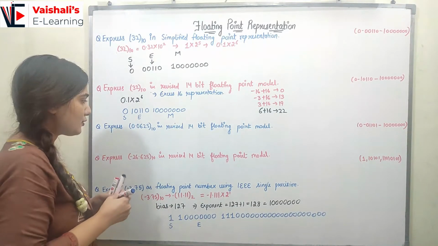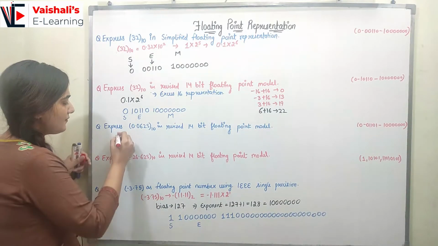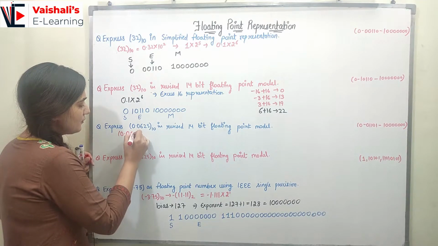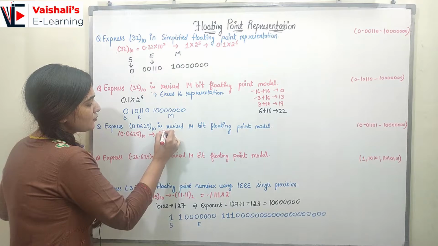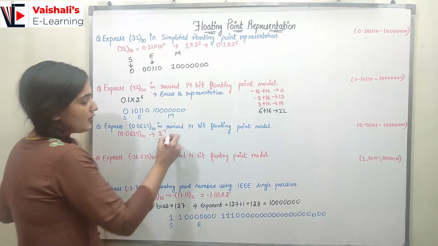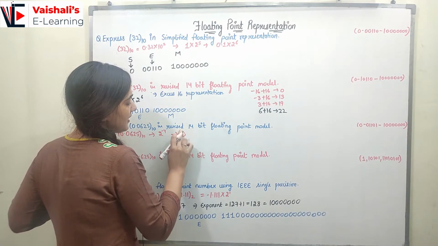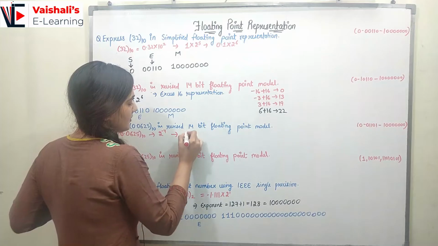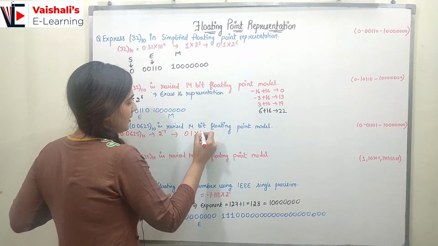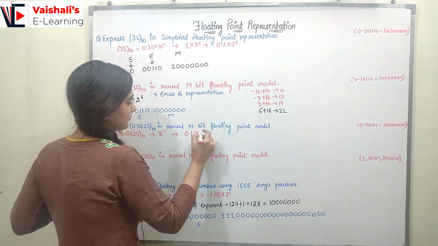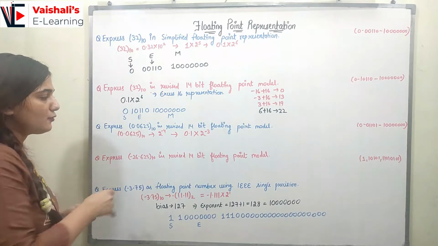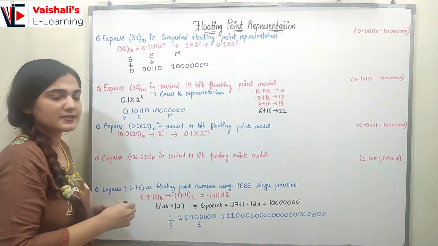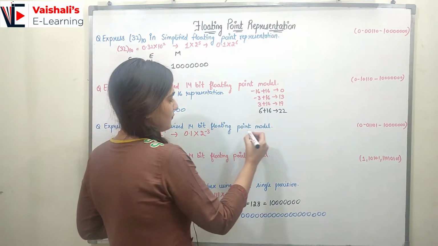Now coming to the next question, here we have 0.0625 in base 10, which can be represented as 2 raised to power minus 4. So now it can be represented as 0.1 into 2 raised to power minus 3, right? So here 2 raised to power minus 4 can be represented as 0.1 into 2 raised to power minus 3.